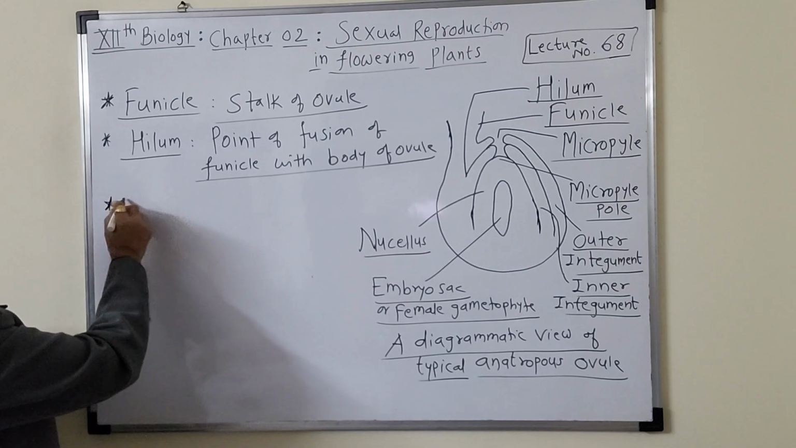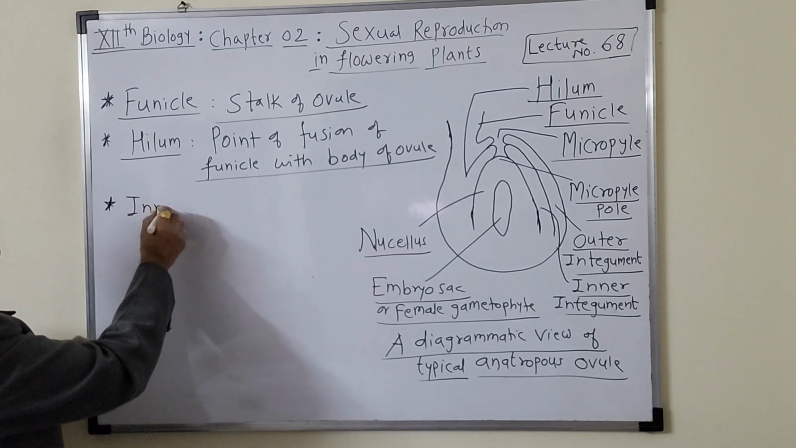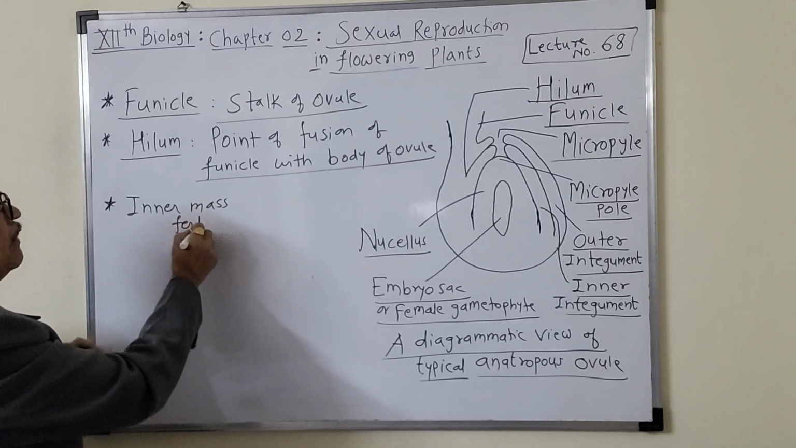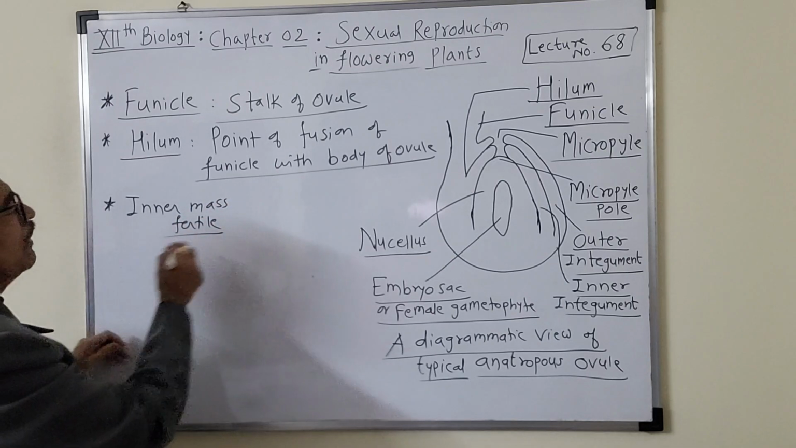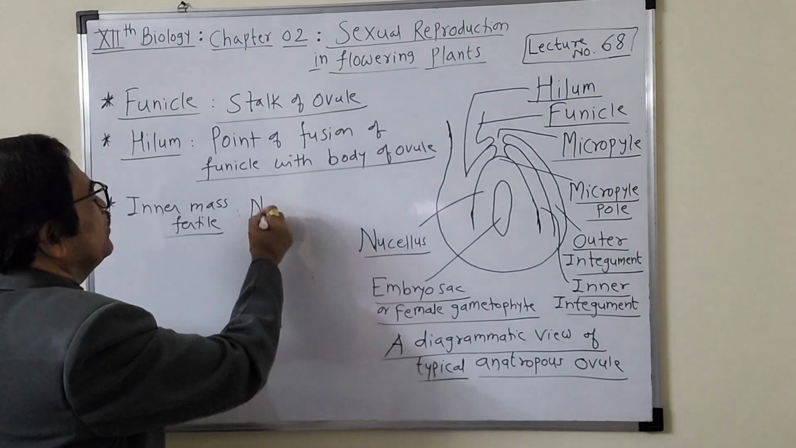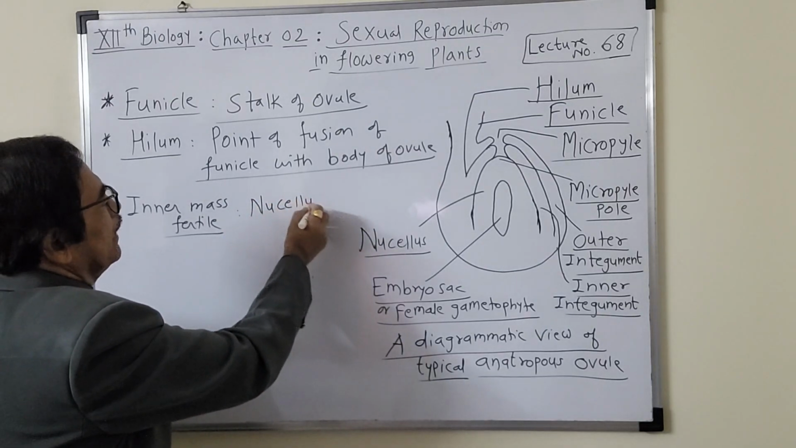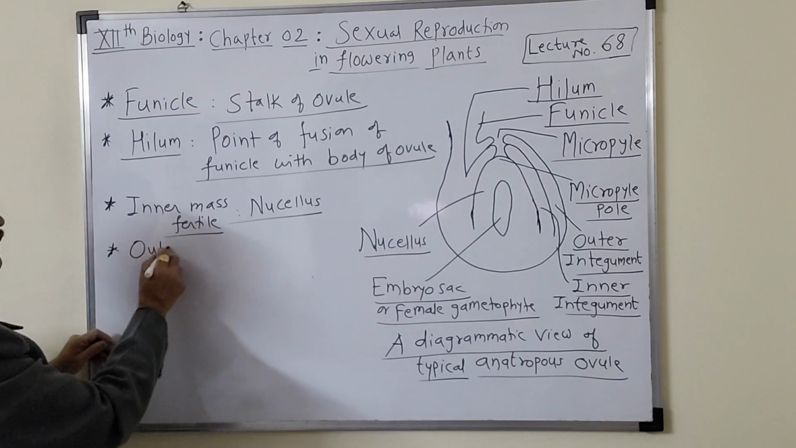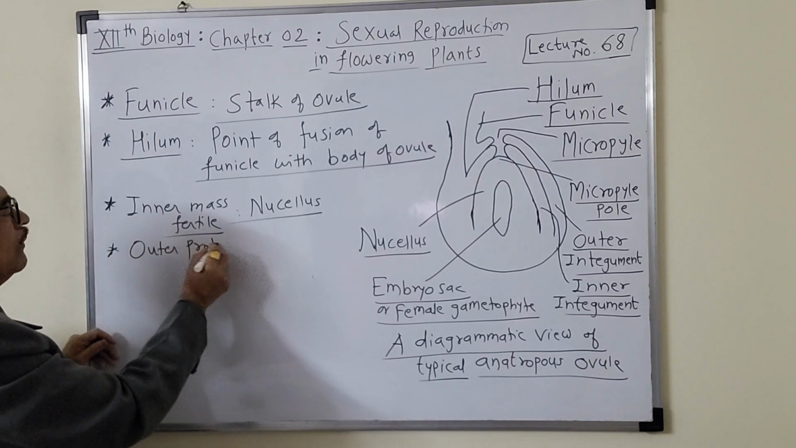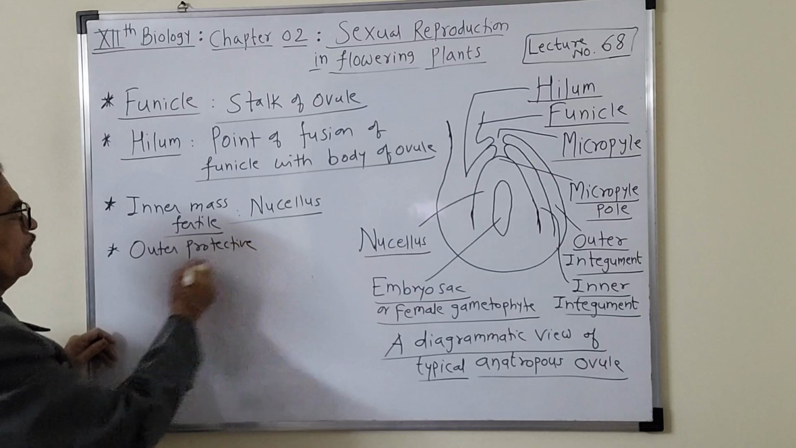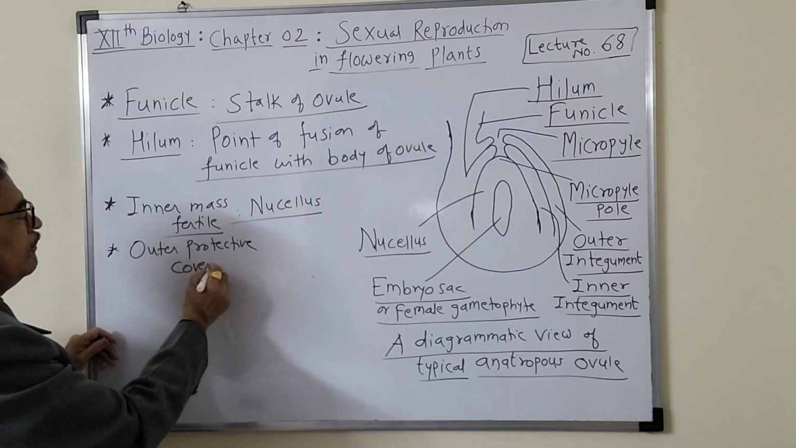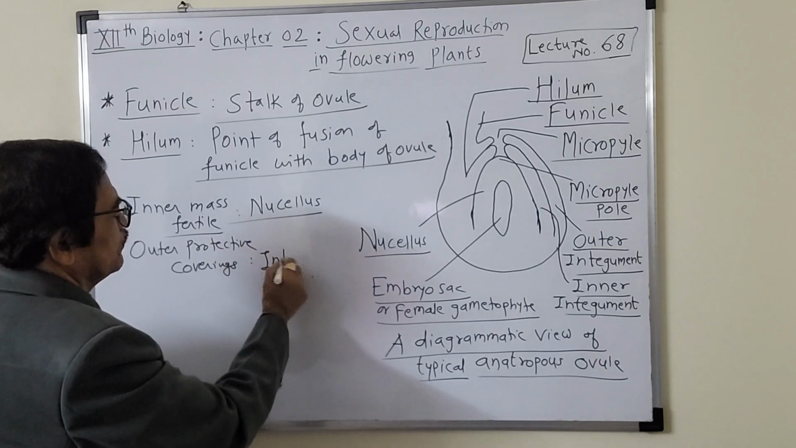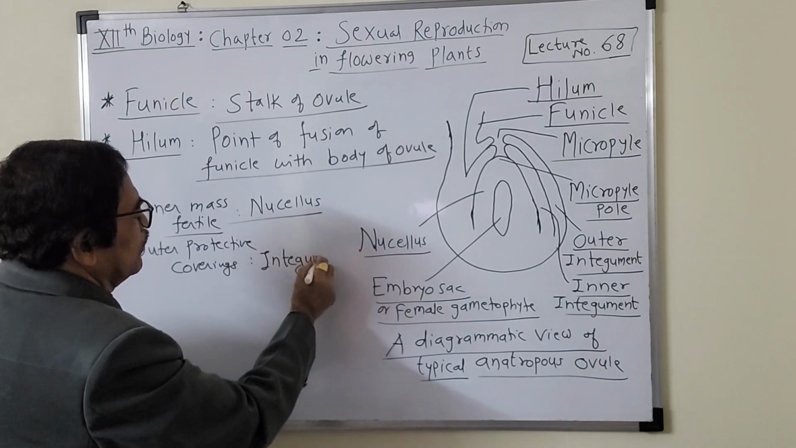Then another important thing is that ovule has got only two parts there. The inner part is there, nucellus. Inner mass जो fertile होता है, जहाँ पे पूरा लक्ष्य भी हमारा बना रहेगा, that is nucellus. And outer protective coverings are there. वो कवरिंग को क्या कहते हैं? They are called as what? They are called as the integuments.